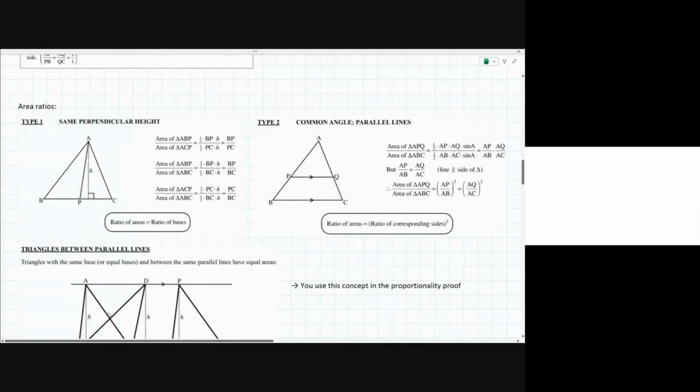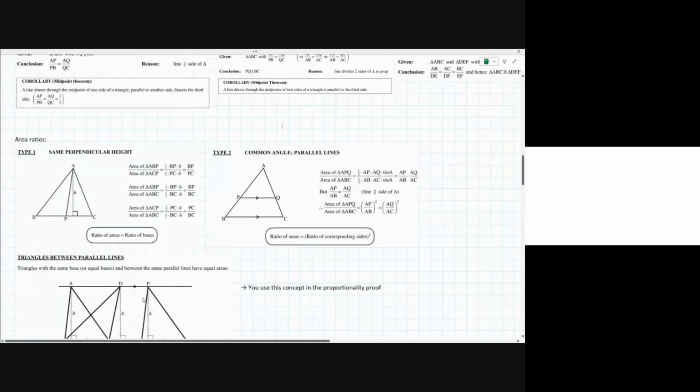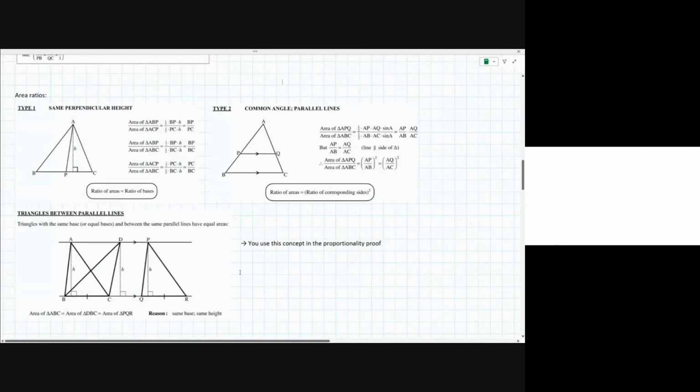And then the last little bit I have here is just a reminder, because this comes up a lot in similarity and proportion, about your area ratios. A lot of the questions are prove that, or write down the ratio of area of triangle whatever to area of triangle whatever. And there are two situations you need to be mindful of.